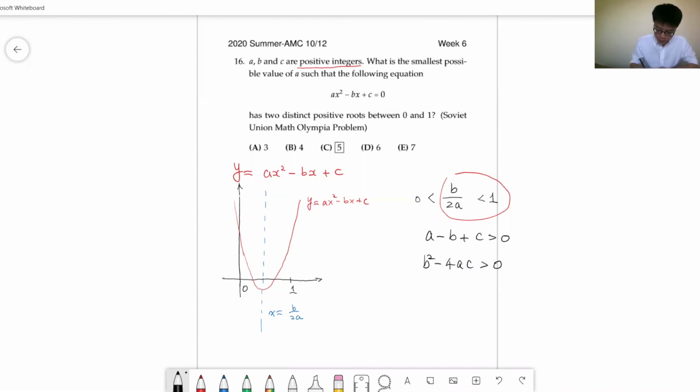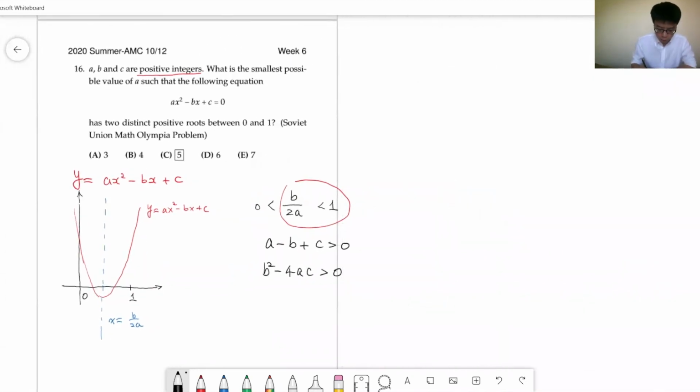First, we can rewrite these conditions as follows. This three conditions are equivalent to the following. b is less than 2a, the first condition, right? And the second condition is a plus c is larger than b. The third condition is b squared should be larger than 4ac. And all of them are positive integers.